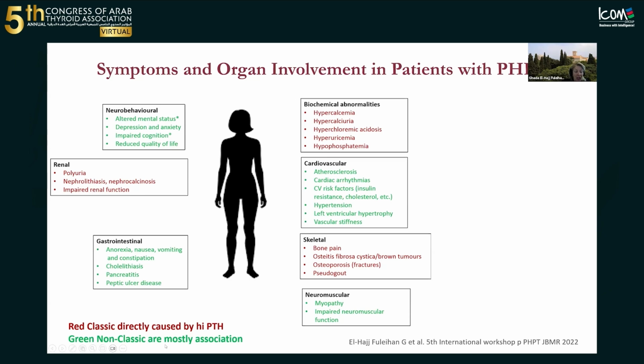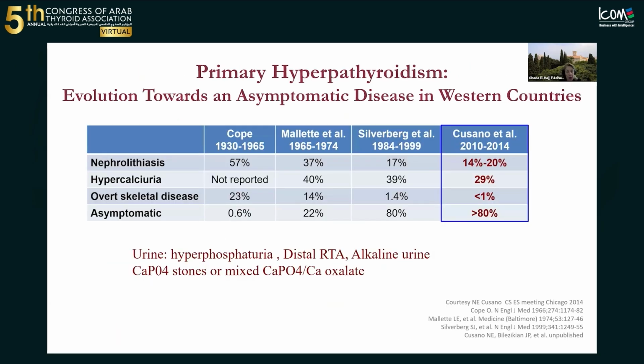Green are the non-classic associations. You know, cardiovascular association, hypertension, arrhythmia, calcification of the valves, hypertrophy, GI manifestations, neuromuscular manifestations are indirect, non-classic, and we cannot say that there is a cause-effect relationship between PTH and those. So clearly in developing countries, hyperparathyroidism has been slowly evolving as an asymptomatic disease.